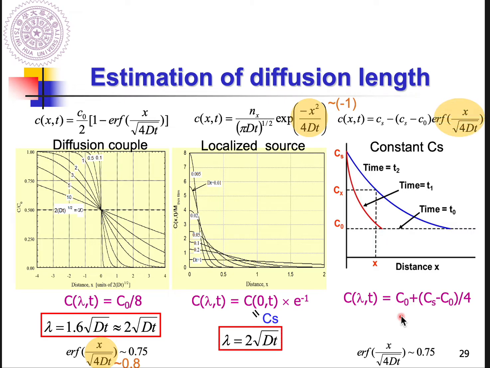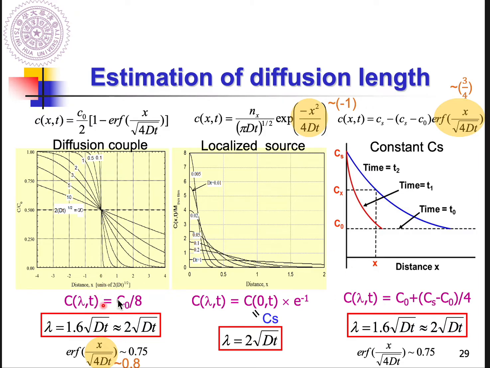So this will become 3/4, which will be equal to like this. If you just calculate, using 3/4 here, then you can get this concentration. And this will be the same like this, right? So x equals the square root of 4Dt is roughly this.